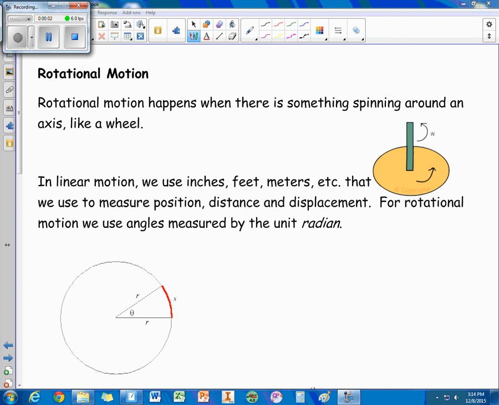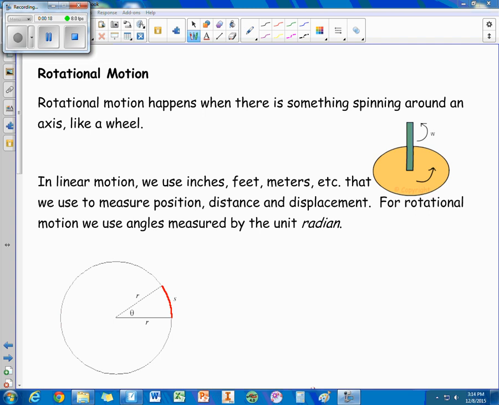Alright, this is video 2 for the mechanics unit notes. In this one we're going to talk about rotational motion. Rotational motion happens when you have something spinning around an axle or an axis, such as a wheel, which for robotics, that's quite a lot of things.